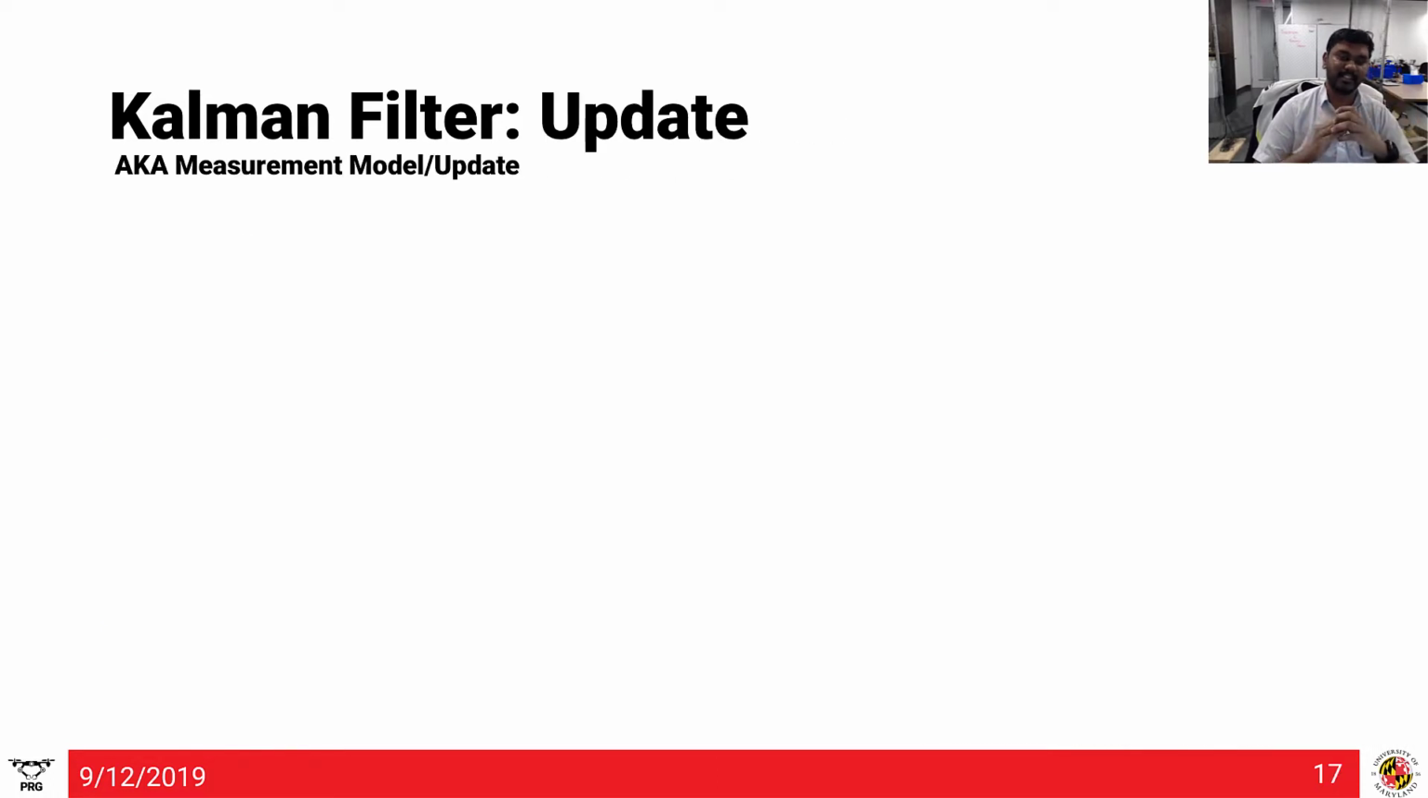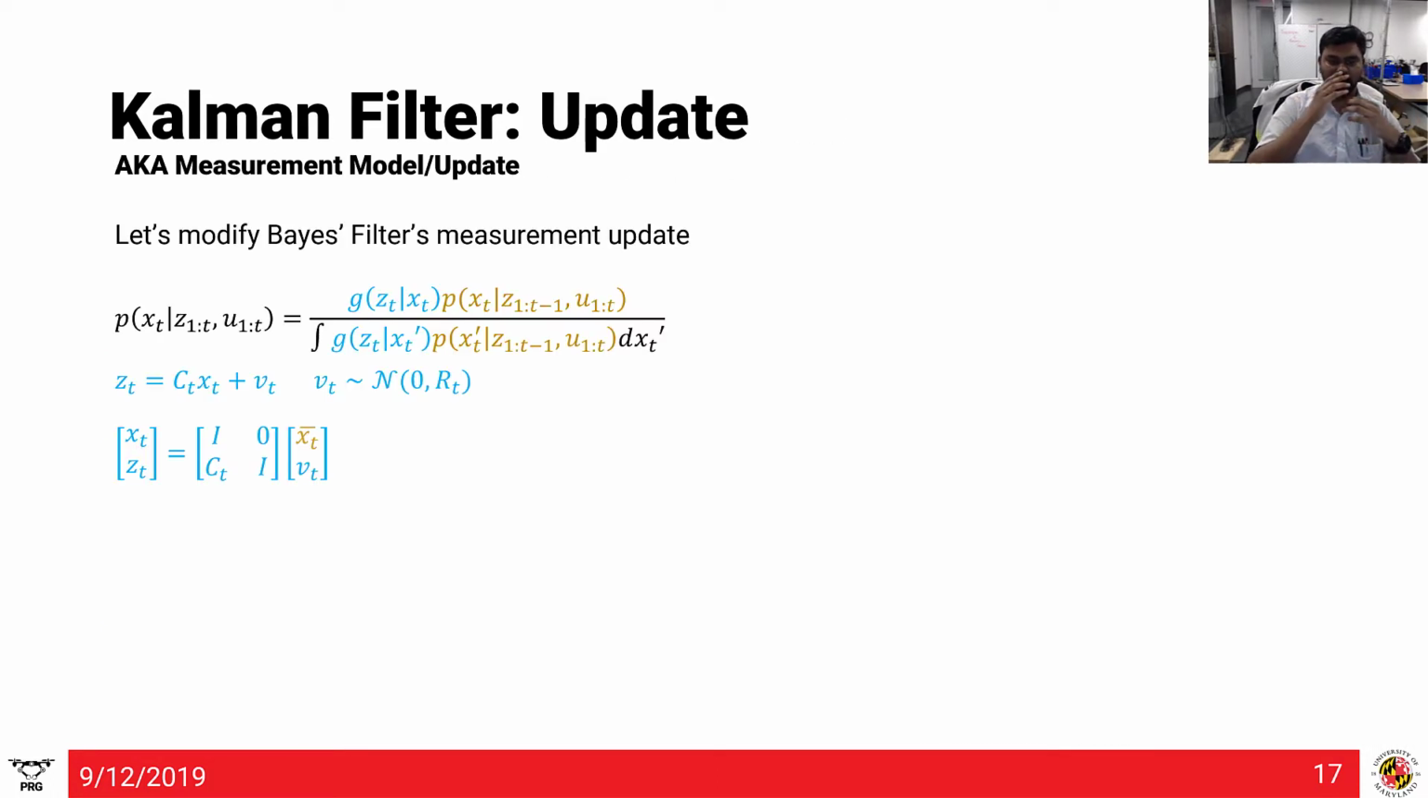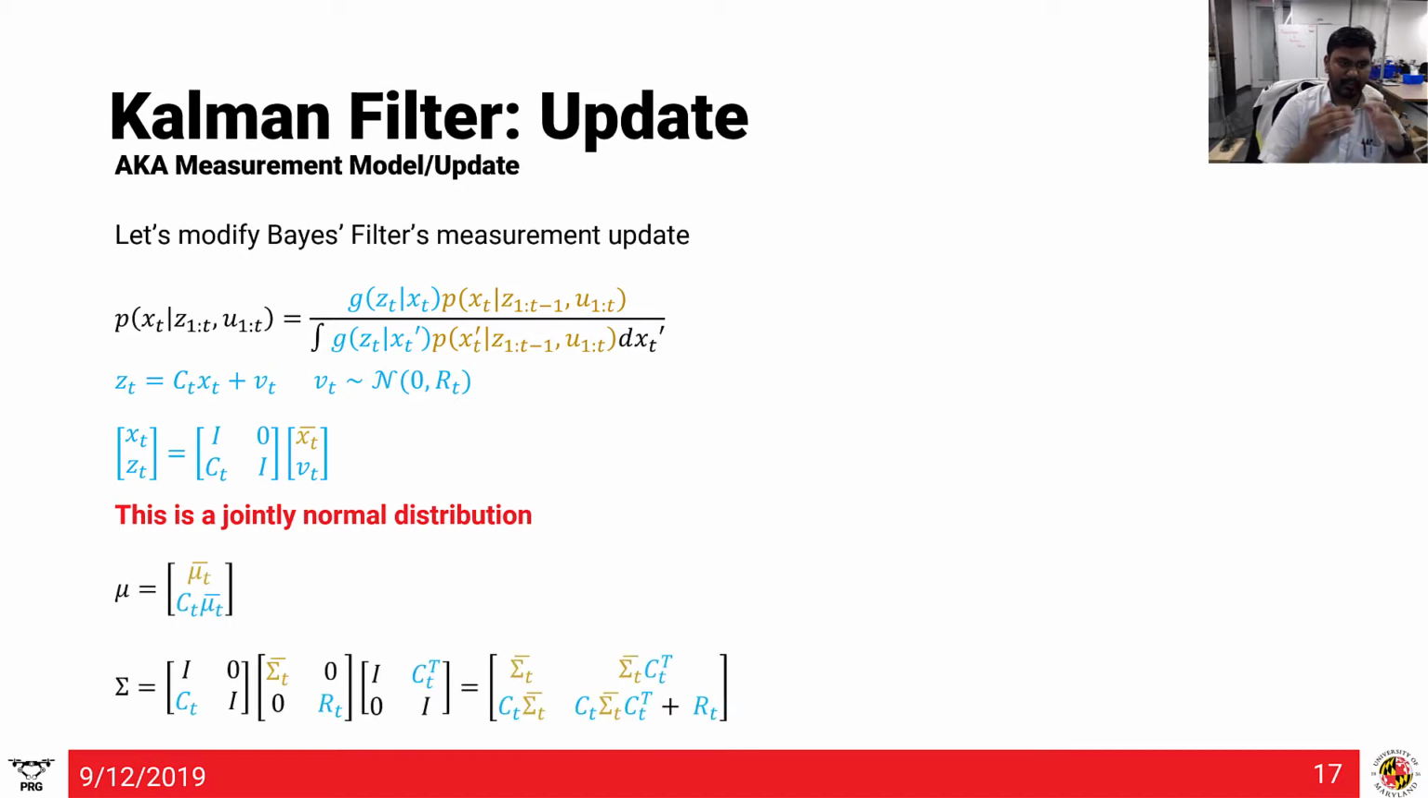But we already have a sensor, so we want to get an update. The update step is also called the measurement model or the update. So let's modify the Bayes filter measurement update, which was using the Bayes rule before, and we apply all the stuff we talked about and assumed about linearity here, right? This will give us a jointly normal distribution, with the mean and covariance states as shown. So we want to fuse these into one distribution.